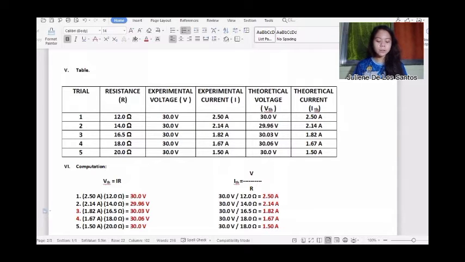In getting the theoretical voltages of the 5 trials, we used the formula theoretical voltage equals experimental current multiplied by resistance. That gives us 30.0 volts in the first trial, 29.96 in the second trial, 30.03 in the third trial, 30.06 in the fourth trial, and 30.0 volts in the last trial. And for the theoretical current, it equals experimental voltage over resistance, that resulted in a decreasing number of currents from trials 1 to 5. Therefore, given voltage and depending how big the resistance is, it will depend how the current will flow through the resistance.